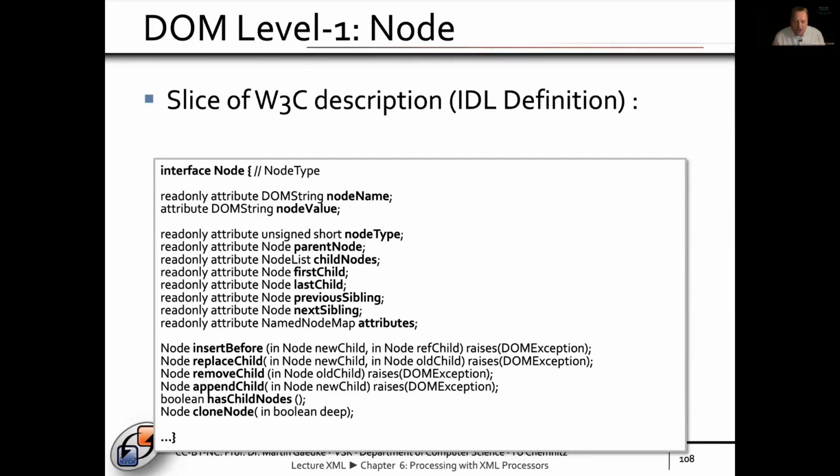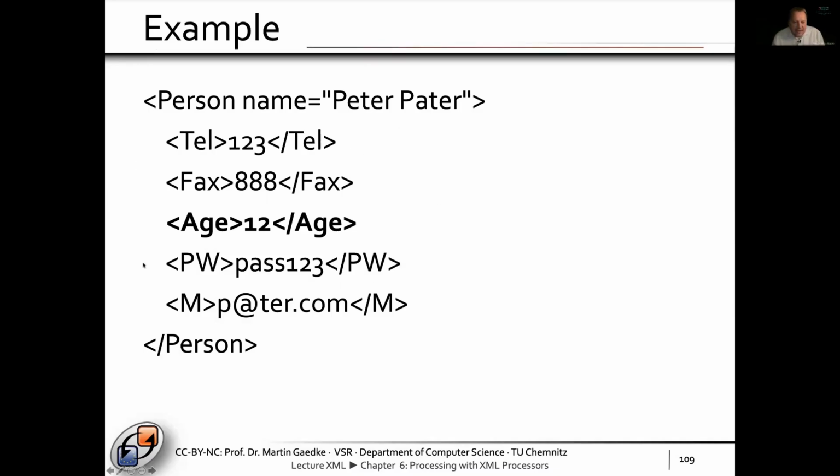So here we have an example for a very simple XML document. The root element is called person. There's an attribute called name. Then the value of that attribute is Peter Pater. We have a telephone or a tel element, 1, 2, 3, a fax element, 888, an H, 1, 2, PW, acronym for password, for instance, or a mail element or M element for the mail address, and an end element person. So we have a very simple XML document which contains contact data, if you like.